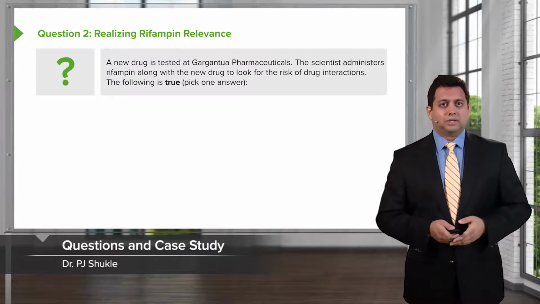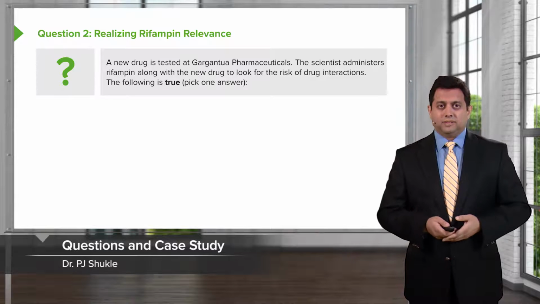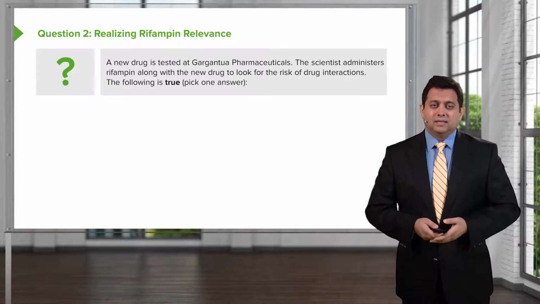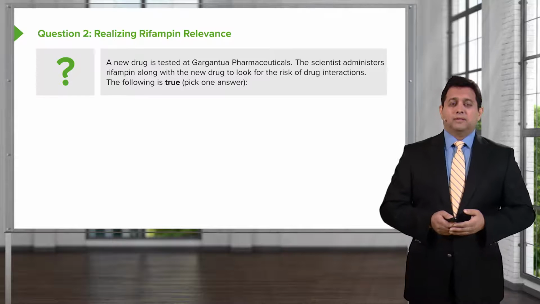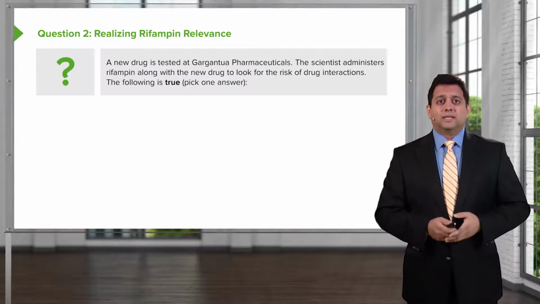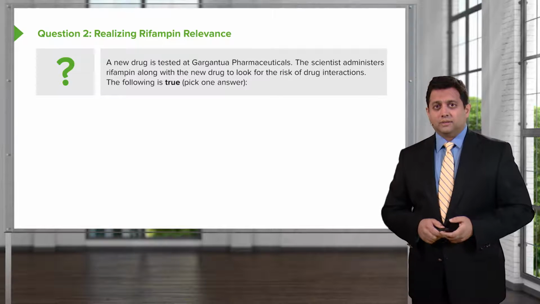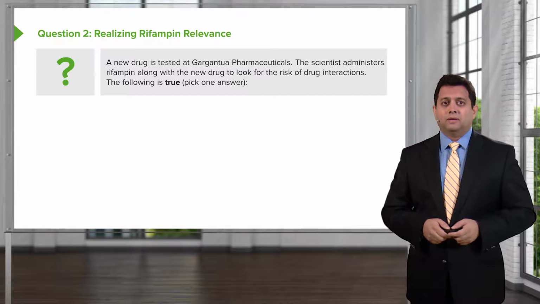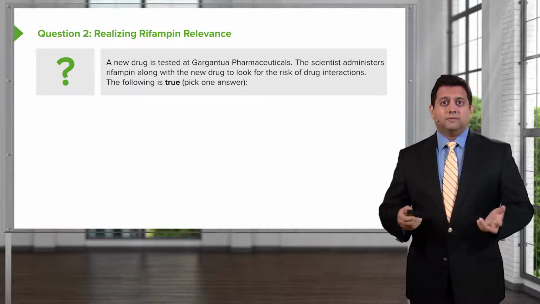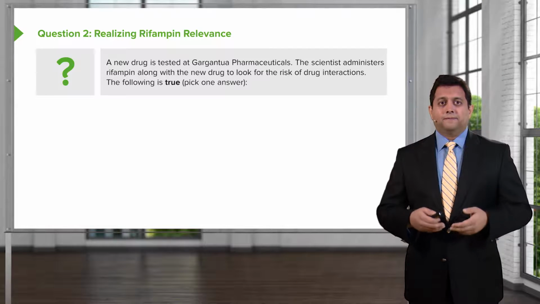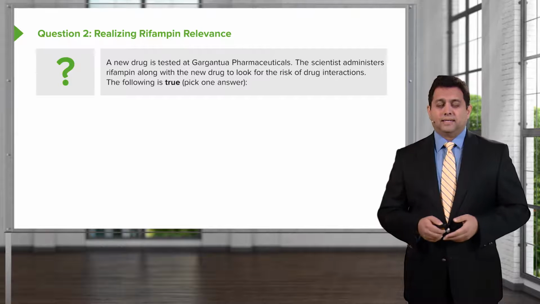Let's look at another question: rifampin relevance, realizing rifampin relevance. I love alliterations, and you'll see that commonly throughout my lectures. A new drug is tested at Gargantua Pharmaceuticals. The scientist administers rifampin along with the new drug to look for the risk of drug reactions. The following is true, so pick one answer that's true.